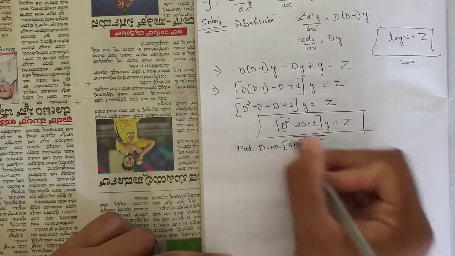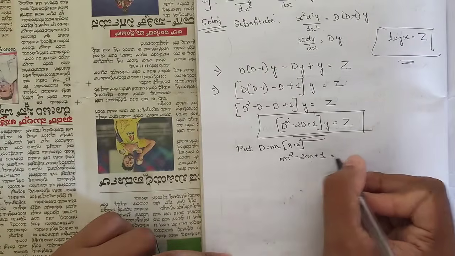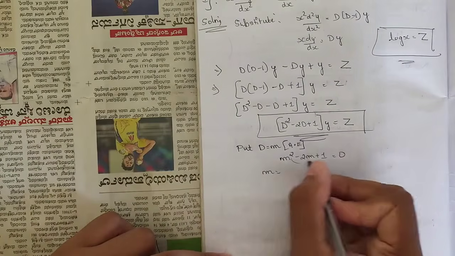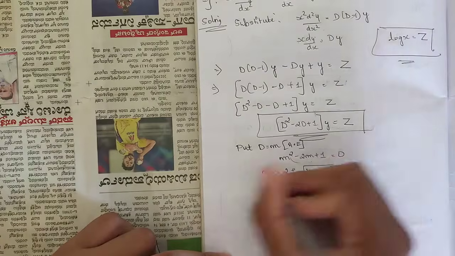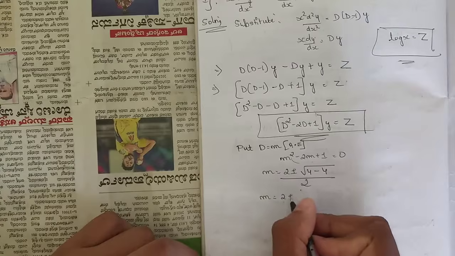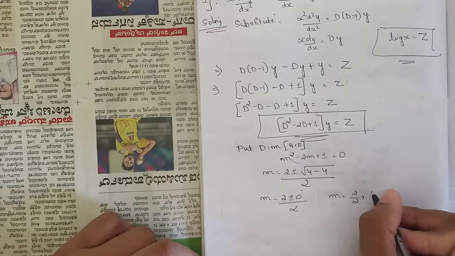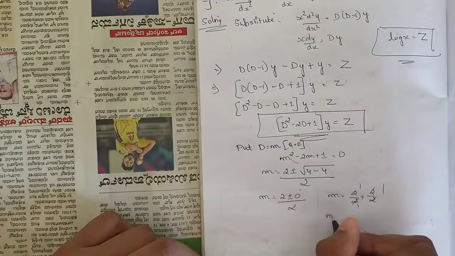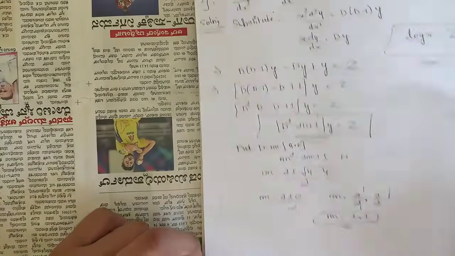Now we need to replace D by m, that is m square minus 2m plus 1 equal to 0. Find the roots. The value of b is minus 2, so minus into minus 2 is plus 2. Minus 2 the whole square is 4, minus 4 into a into c is again 4, divided by 2. So m equal to 2 plus or minus 4 minus 4, which is 0, by 2. So we get m equal to 2 by 2, 2 by 2, since we have plus or minus 0. So our roots are 1, 1.